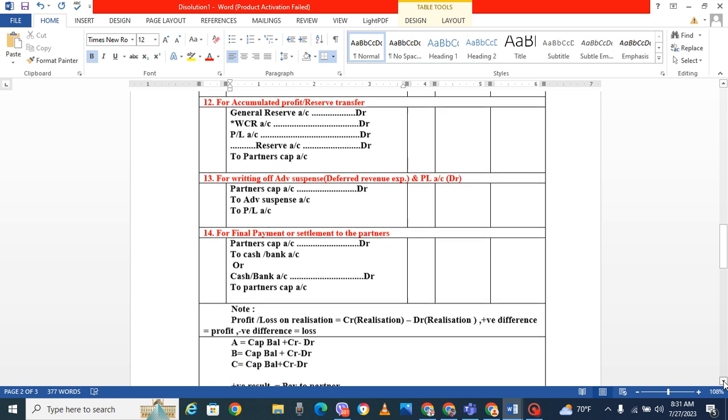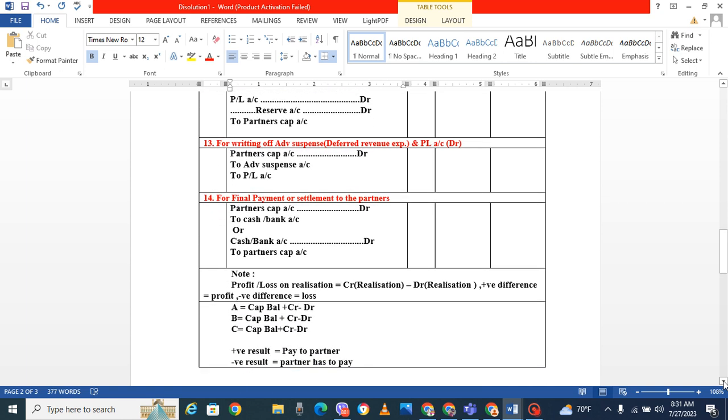And now we are into the final section. As we are going to close the firm, we are going to dissolve the firm, so we now have to go for the final payment or settlement to the partners. Either we have to pay to partners or we have to receive from partners. If we have to pay to the partners, then the partner's capital account will be debited and cash or bank will be credited, and vice versa. If we have to receive from partners, then cash or bank account debit to partner's capital.